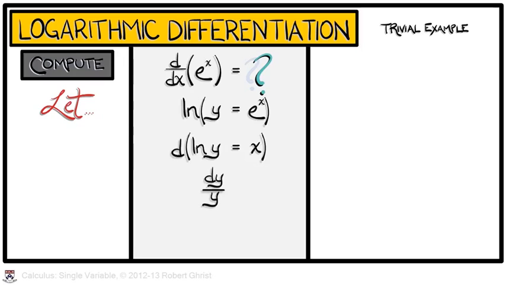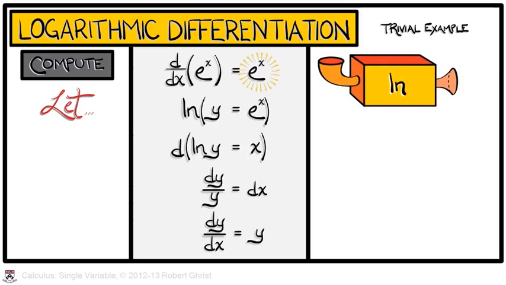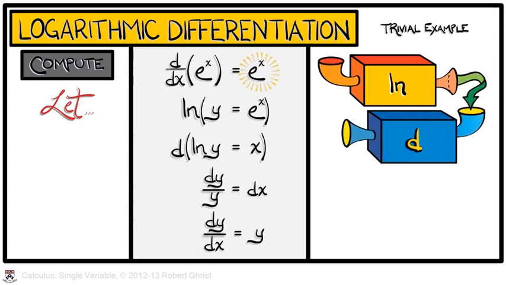On the left, we'll obtain dy over y. On the right, we'll obtain dx. And by manipulating these differentials, we can easily compute dy/dx to be y. That is e to the x. Now, this process is simple enough, but step back and think of what you're doing. What we're really doing is taking our initial equation and applying the natural logarithm operator and feeding the results of that into the differentiation operator. That is what allows us to compute this derivative.